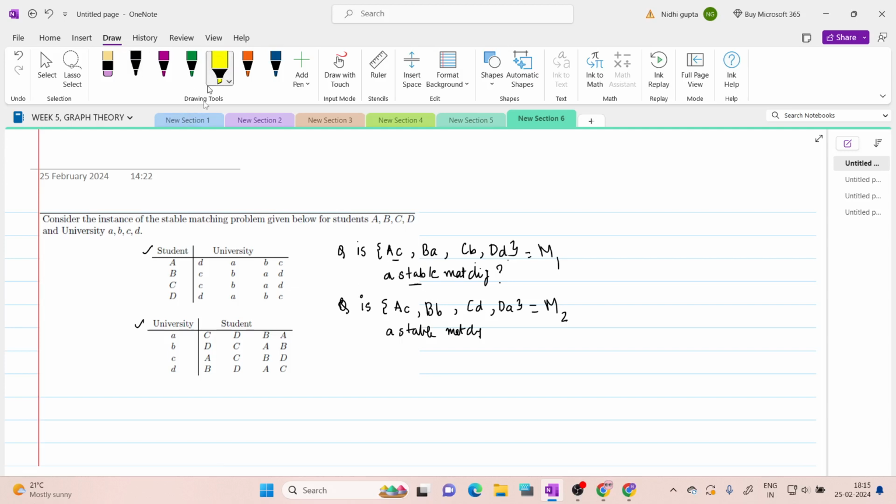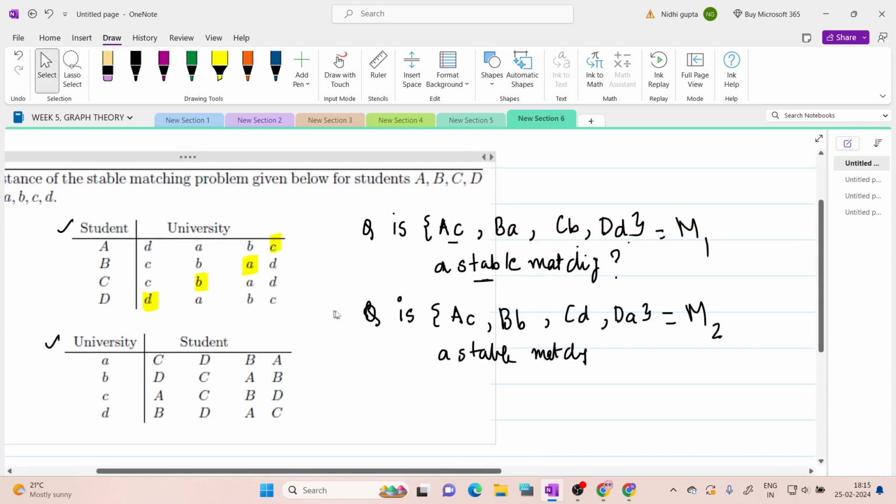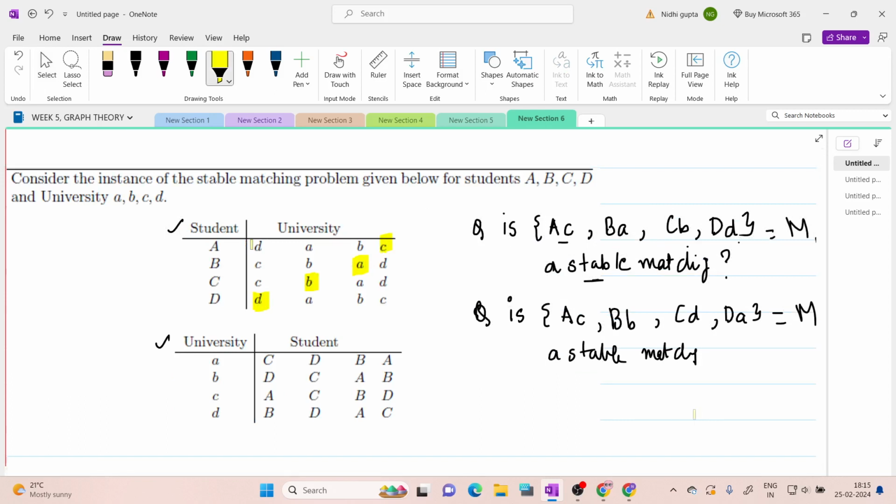The first matching is given like this: AC, BA, CB and DD. So in this first matching, A is going to C, B is going to A, C is going to B and D is going to D. In the second matching, A is going to B, B is going to C, C is going to A and D is going to D.